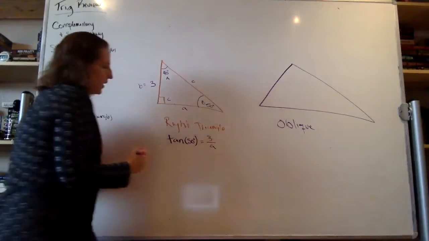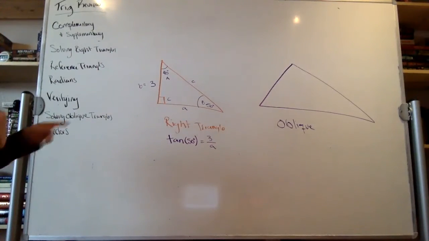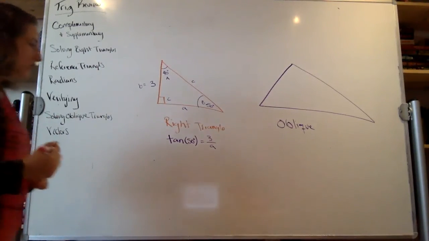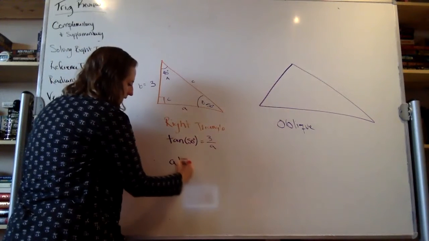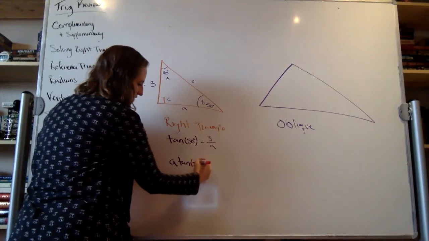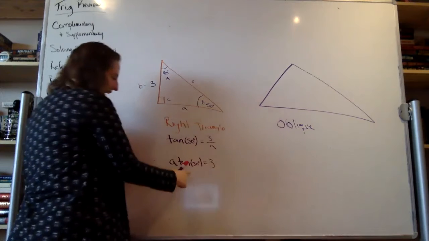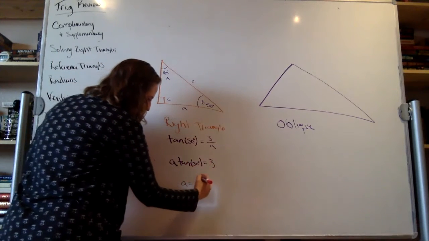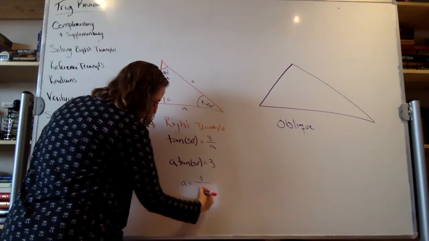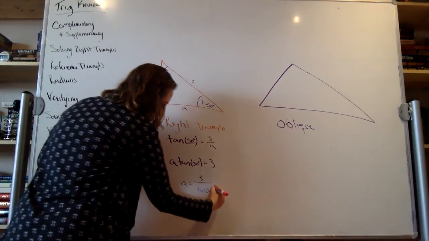Now notice here, the only thing I don't know is A. Can I solve this for A? Sure, if I multiply both sides of this equation by A, that gives me, sorry, A times tangent of 50 equals 3. And then dividing both sides by tangent of 50 gives me A equals 3 divided by tangent of 50 degrees.